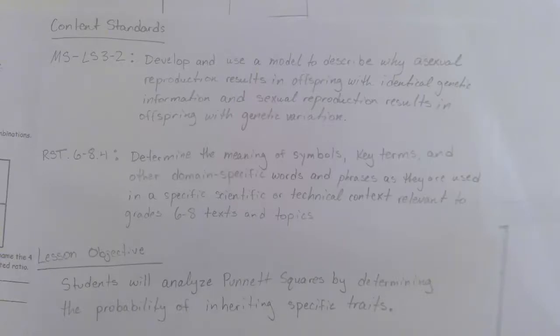Here we have our content standards. Develop and use a model to describe why asexual reproduction results in offspring with identical genetic information and sexual reproduction results in offspring with genetic variation. Determine the meaning of symbols, key terms, and other domain-specific words and phrases as they are used in a specific scientific or technical context relevant to grades 6 through 8 texts and topics. Our learning objective: students will analyze Punnett squares by determining the probability of inheriting specific traits.